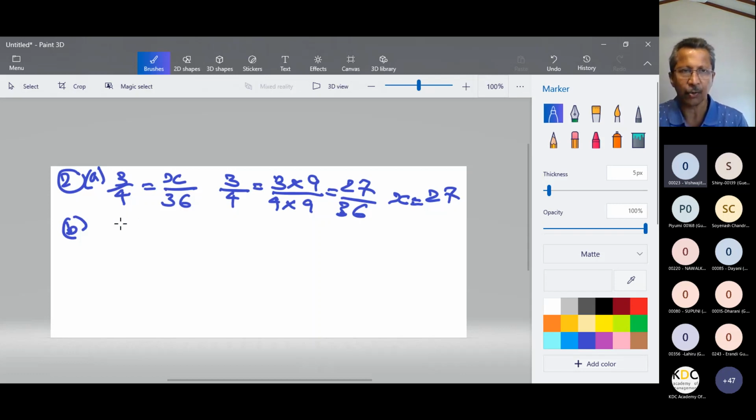Now we go to the B. B is y divided by 8 is equal to 16 divided by 64. Someone tell me how to do it. To get 64, you have to multiply the denominator 8 by 8. 8 times 8 is 64. Then the top we also have to multiply.